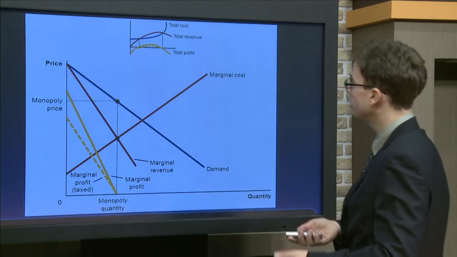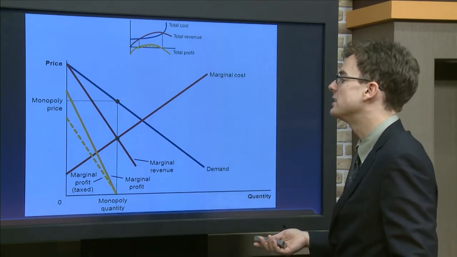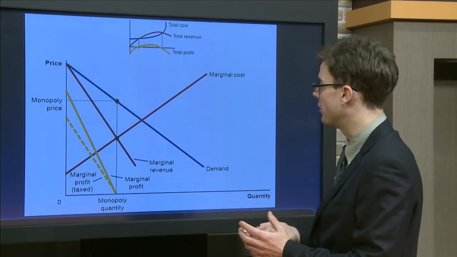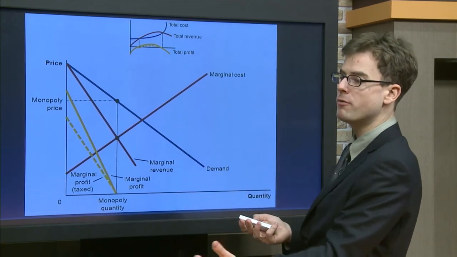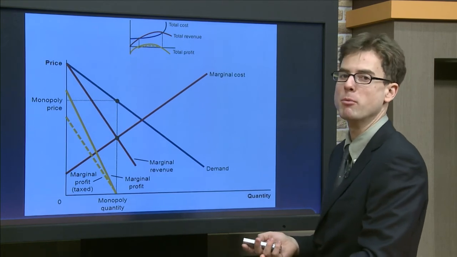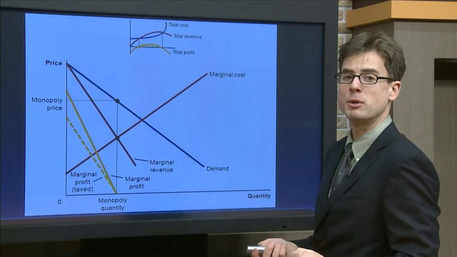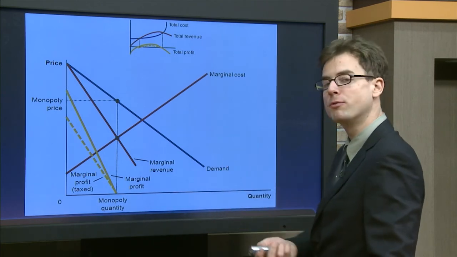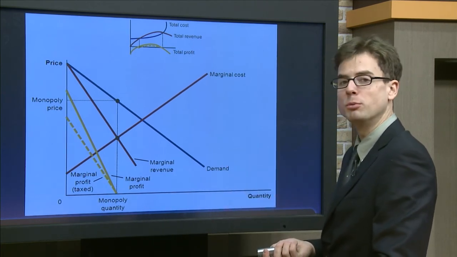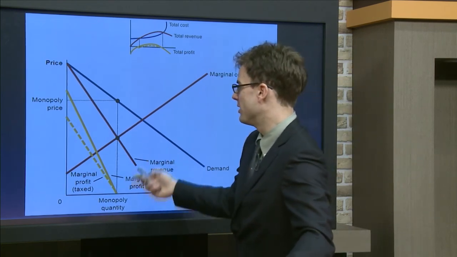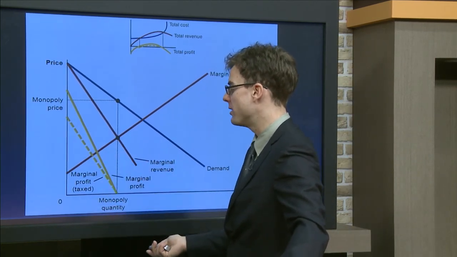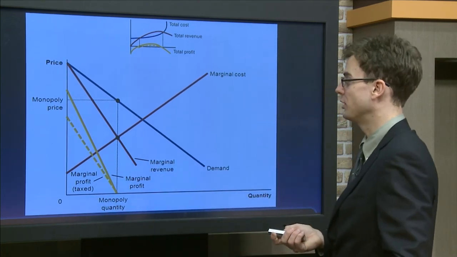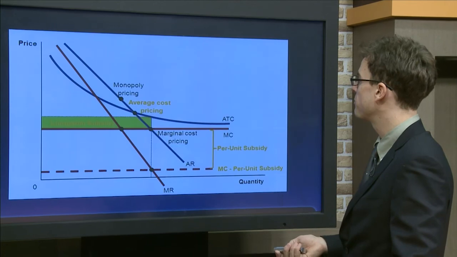So the conclusion from this graph is that if the government is concerned about welfare consequences of monopoly, the government could succeed in redistributing some of the surplus from the monopoly to consumers. But using taxes on profits, the government would not succeed in removing the inefficiency from monopoly. Okay.